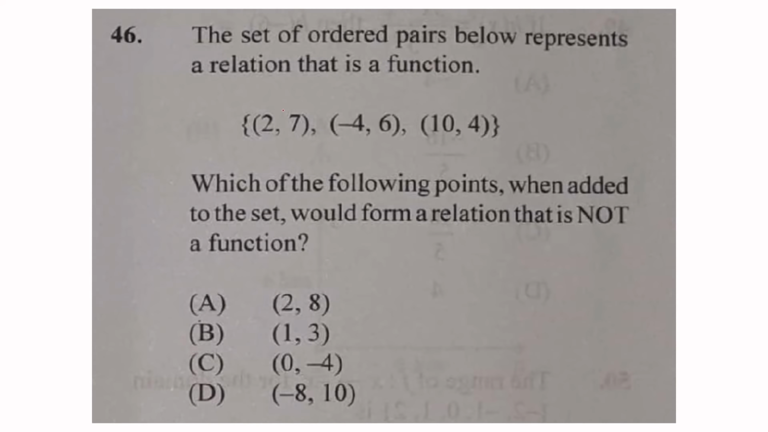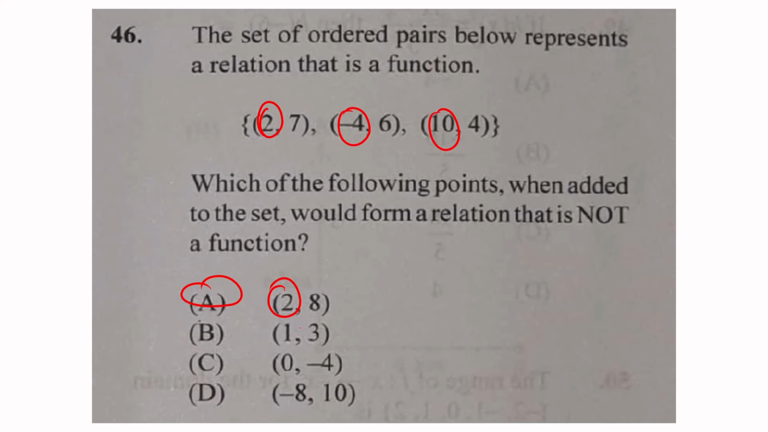Question 46. The set of ordered pairs below represents a relation that is a function. Which of the following points, when added to the set, would form a relation that is not a function? First and foremost, we normally look at the input value. We don't want any repetition of an input value, because that's going to spoil the one-to-one relation. So we're looking for one where an input is the same. We already have an input of 2, so adding 2 to 7 or 2 to 8 would break the one-to-one relationship. So therefore, A would be the answer.